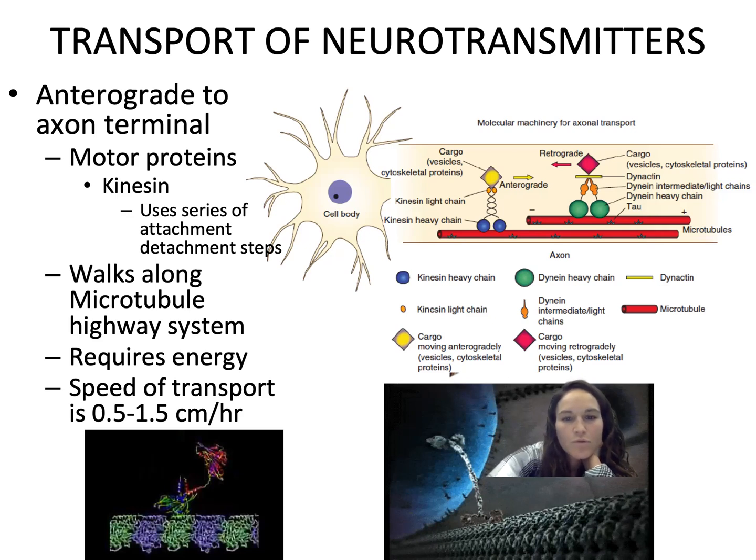This little motor protein kinesin has two little legs that slam down quick and pick itself up and walk down the microtubule highways. And this movement is going to require energy. It's slow. It's moving about 1.5 centimeters an hour. So you can imagine if we're trying to replenish a pool of neuropeptides in an axon terminal, how long it actually might take, and hence why the cell might just consistently make and express some of these proteins to keep up with demand.